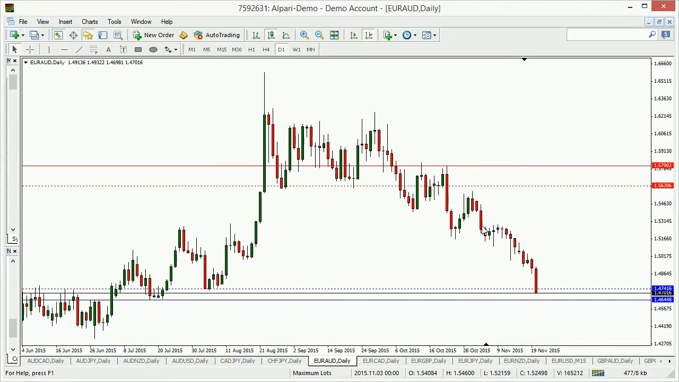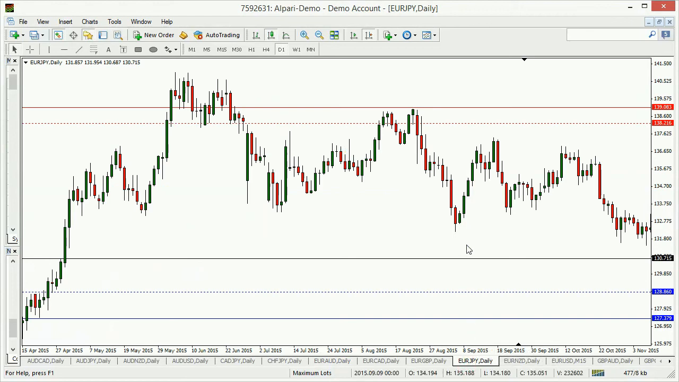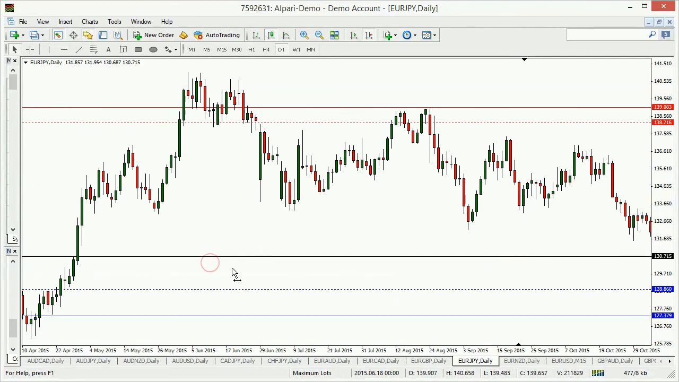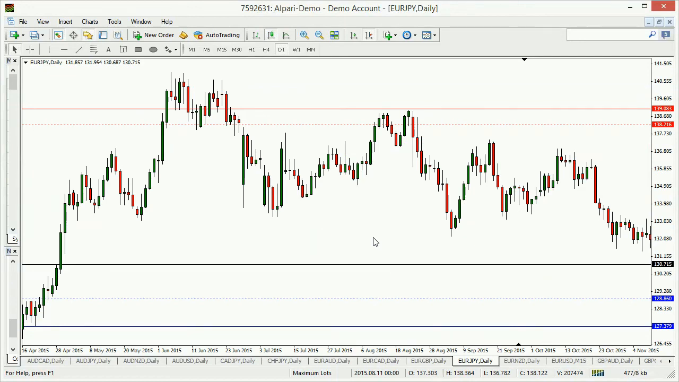Okay, another euro pair then. Looking at EJ, still the same level really, only because price seems to be going lower and lower at the moment. So yeah, that one is still on the radar. That is pretty much it so far for these daily levels which I'm looking at.